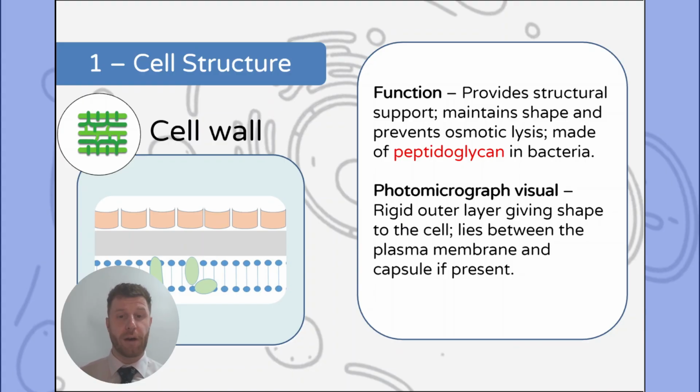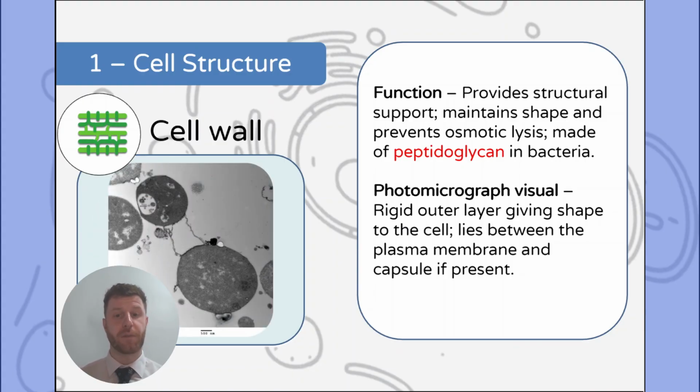And photomicrograph visual, again, not something you're necessarily going to have to identify, but you've got that large, darker line around the outside of your bacterial cells, which is your cell wall.